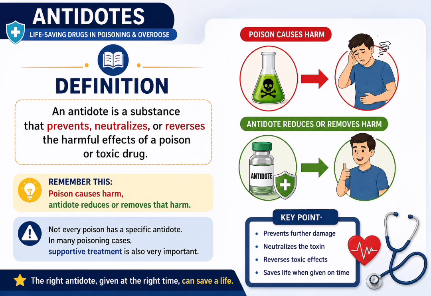It is important to remember that not every poison has a specific antidote. In many cases of poisoning, supportive treatments such as maintaining the airway, breathing, circulation, and other supportive care is equally important to help the patient recover. Now that we understand what an antidote is, let's move on to the indications and learn when an antidote is used.